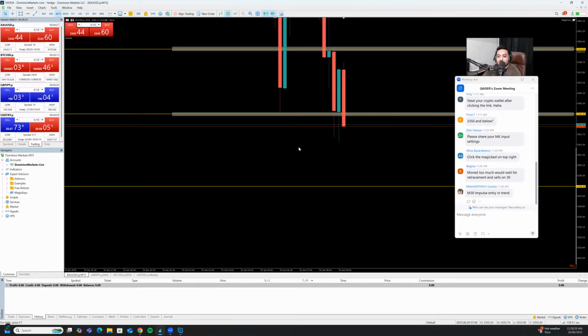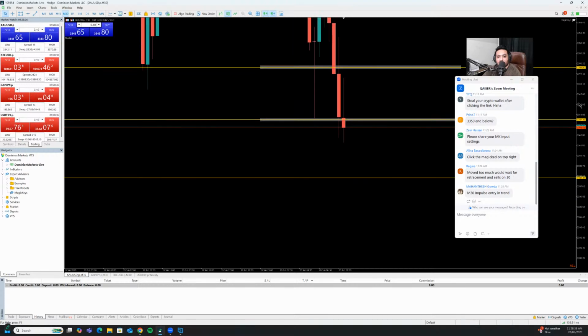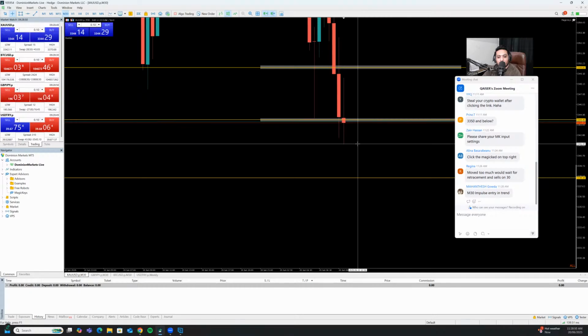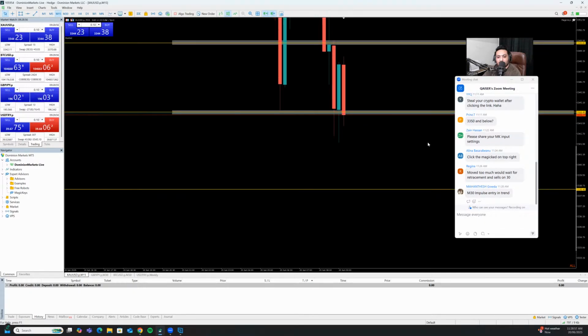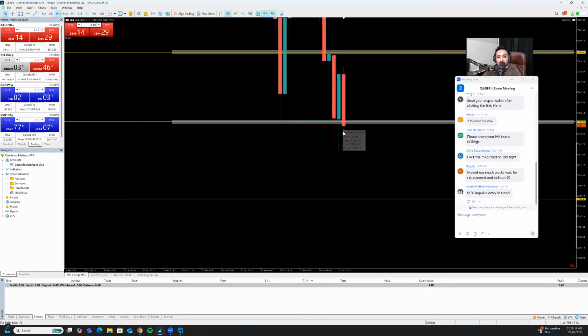If it moves too much, I would wait for a retracement and sell on the 30-minute. That would be your decision, but it's going to be a very beautiful sell if this candle closes in this shape. If it closes below the support area with a small body, and the next candle creates a wick and breaks the low, it's a very beautiful impulse entry setup with the trend. So just 2 minutes left for the candle to close. I wanted to see this candle close below the support area.